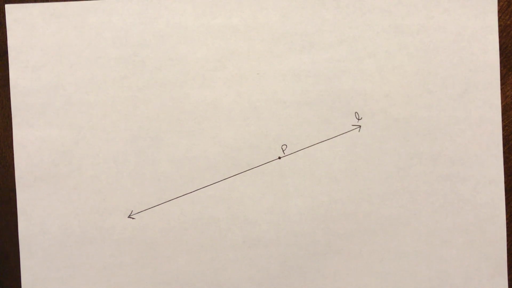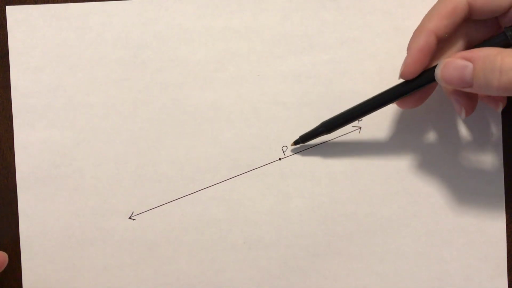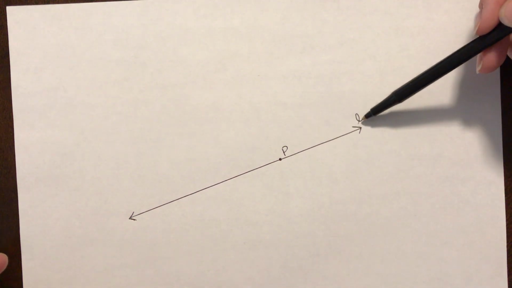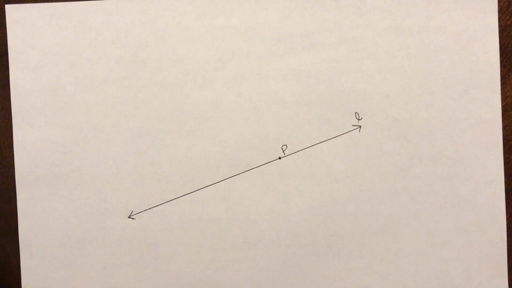This is a video to show you how to construct a line perpendicular to another line through a point on that line. So here we have line L and we have point P on line L. And so we want to construct a line that's perpendicular to L that goes through point P.